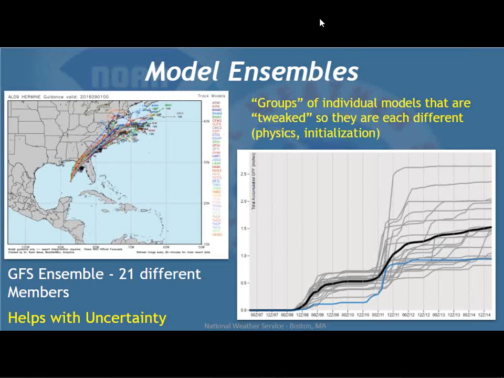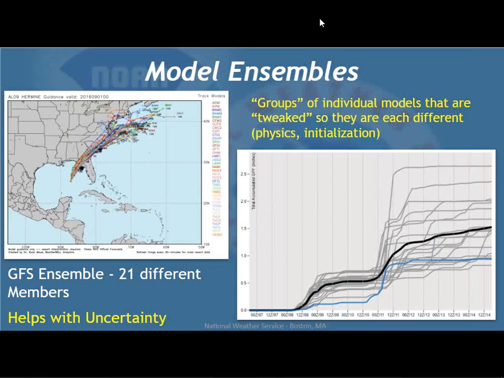So instead of one solution, like the GFS from 12Z, as we like to say, you have a range of solutions of that same model, which helps us iron out things like uncertainty with position of a low or amount of rainfall or amount of snowfall.